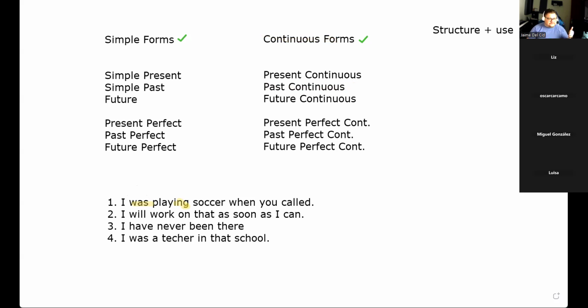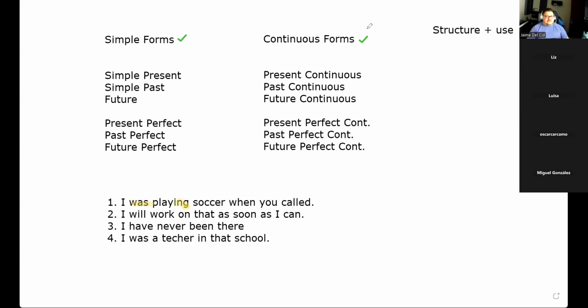Let's go with Luisa. Luisa, sentence number two. Can you read that, please? Sorry, Luisa, I don't know if you're reading or speaking, but I can't hear you. Can you hear me right now? Yes, I can hear you now. Okay. I will work on that as soon as I can.